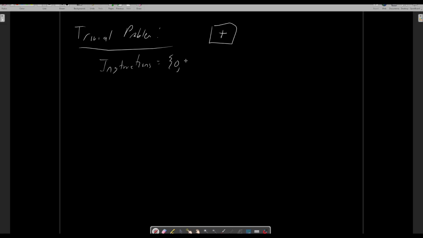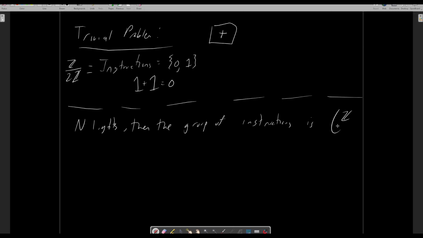And clicking the light twice is the same as doing nothing, hence 1 plus 1 equals 0. This completely describes the one-light puzzle group. In fact, we already have a name for this group. It's the group of integers modulo 2, written as Z mod 2. And if we have multiple lights, the multiple light group is just the direct product of several copies of this. So the relevant group for a puzzle involving n lights is (Z mod 2) to the n.